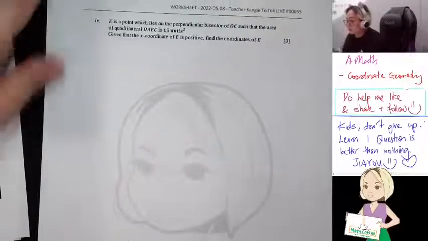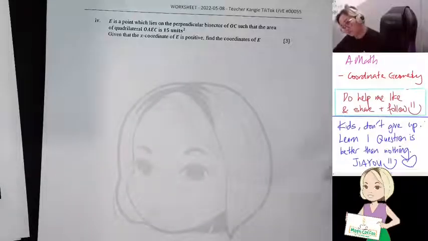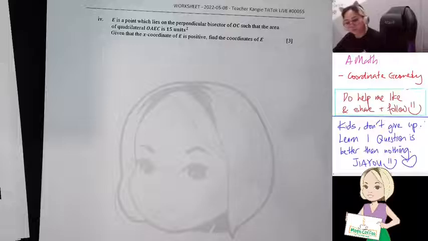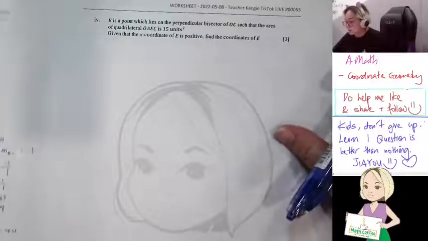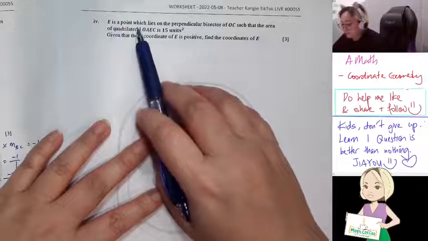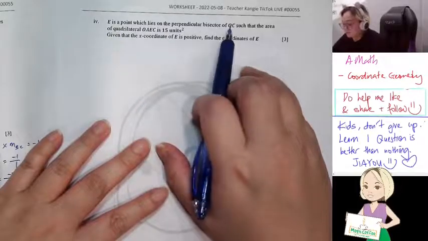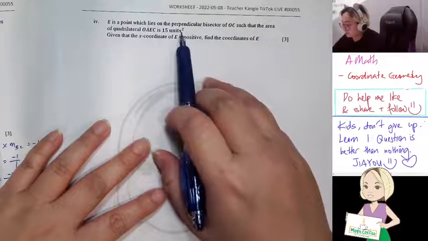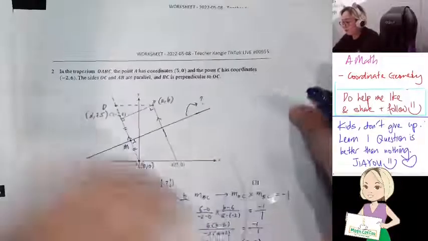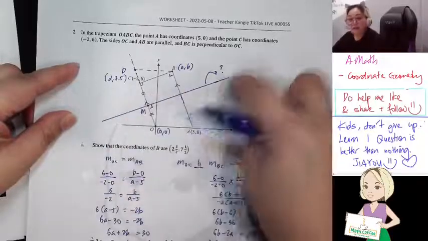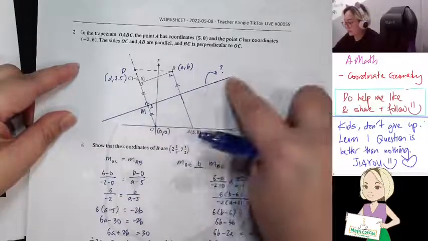Okay, the next one. This is a very tough question. Now, they say E is a point which lies on the perpendicular bisector of OC, such that the area OAEC is 15. Okay, so let's go back to the diagram again. They say the point E lies on this line, this perpendicular bisector, and they say OAEC.